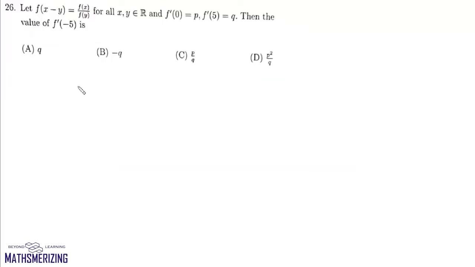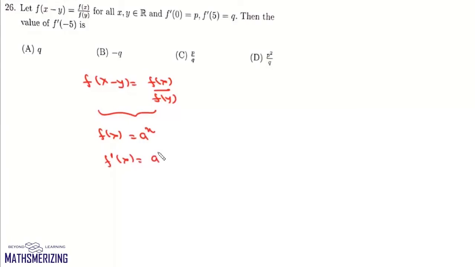Now question number 26 is, we are given this function f(x minus y) equals f(x) upon f(y). Now this condition is satisfied by the exponential function. So here this f(x) must be a to the power x. Now if we find f dash x, it will be a to the power x log a. Now f dash 0 will be a to the power 0, which is 1, and then log a, and f dash 0 is p. So from here we can say the value of log a is p.